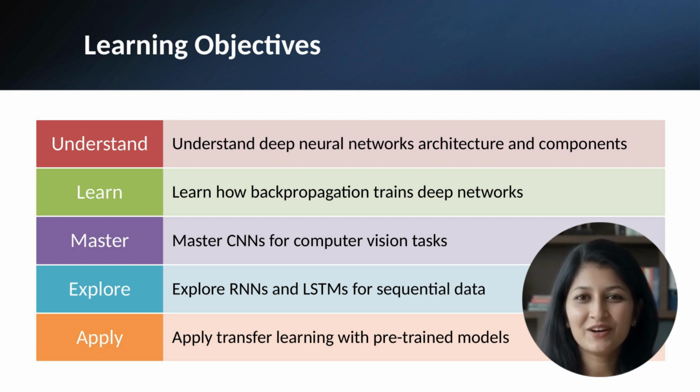Finally, we'll discover transfer learning, using pre-trained models as starting points. This democratizes deep learning. You don't need millions of labeled images or weeks of training time. You can leverage models trained on massive datasets and adapt them to your specific task. After today, you'll understand the architectures behind modern AI breakthroughs.